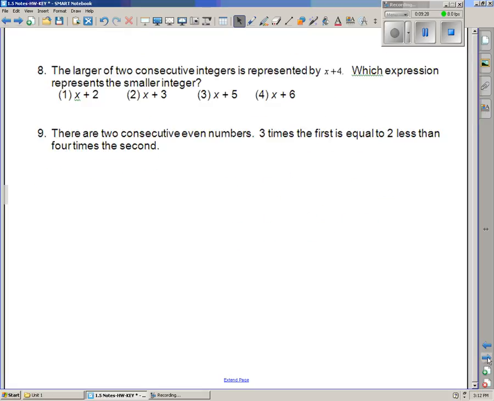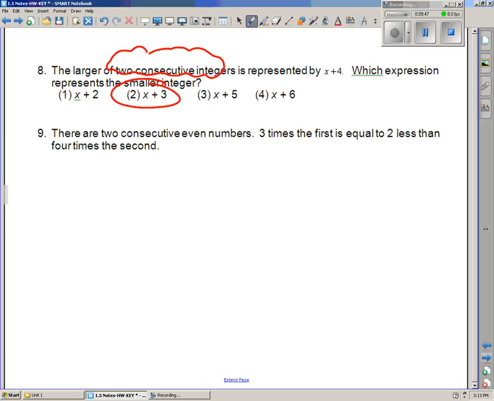Number 8, the larger of two consecutive integers is represented by x plus 4. Which expression represents the smaller? Well, they're just consecutive. They're one right after the other. So if the bigger one is x plus 4, the smaller should be x plus 3.